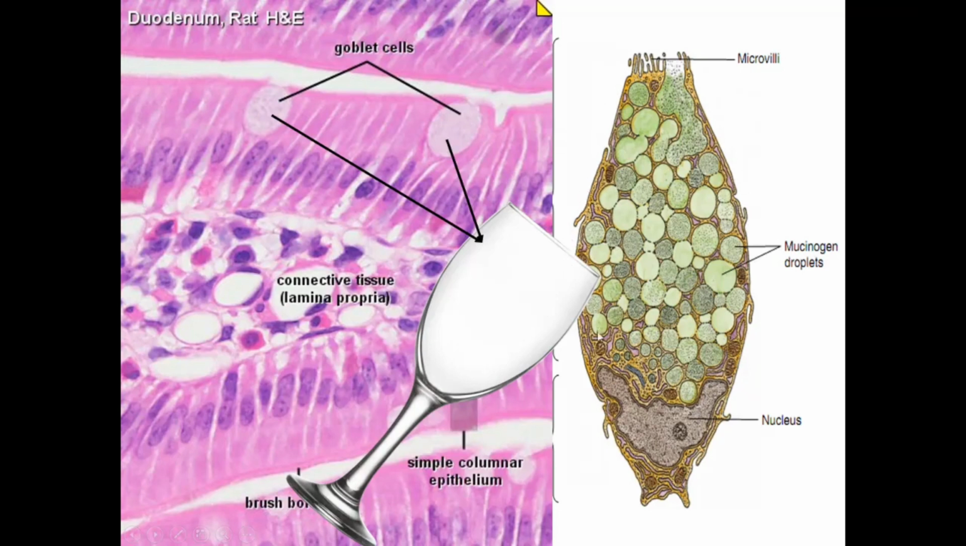Also, you can see a schematic picture of the goblet cell. You can see accumulation of the mucins or mucus in the apical part of the cell, and the nucleus of the cell is located in the basal part of the cell.